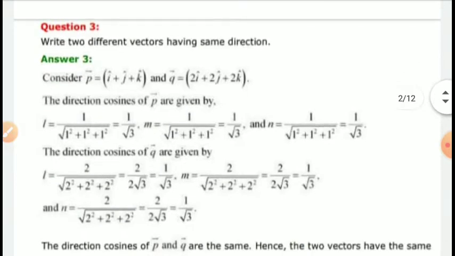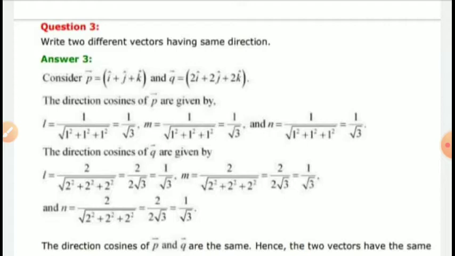Now the third question is two different vectors having the same direction. The magnitude should be different and the vectors different. So here an example is given to you. So the direction cosines of one vector p is taken as i plus j plus k, and the q vector is taken as 2i plus 2j plus 2k. So when you see that, the direction cosines of the first vector are 1 by root 3, 1 by root 3, 1 by root 3.